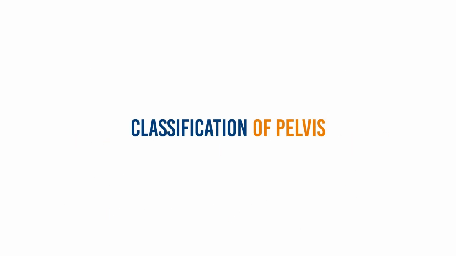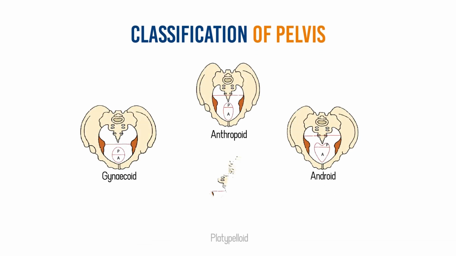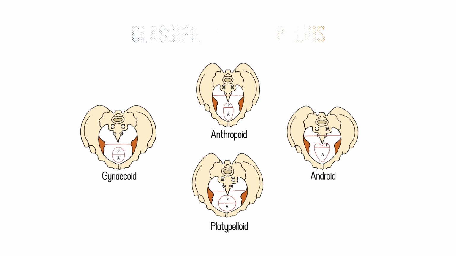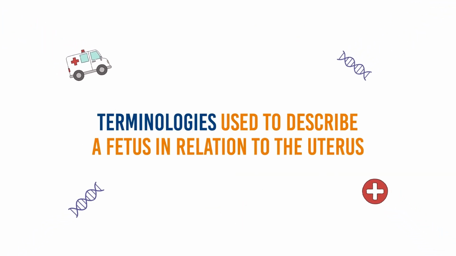Classification of pelvis. There are 4 types of maternal pelvis based on the inlet or shape of the pelvis, namely gynecoid, android, anthropoid and platypelloid. Terminologies used to describe a fetus in relation to the uterus.